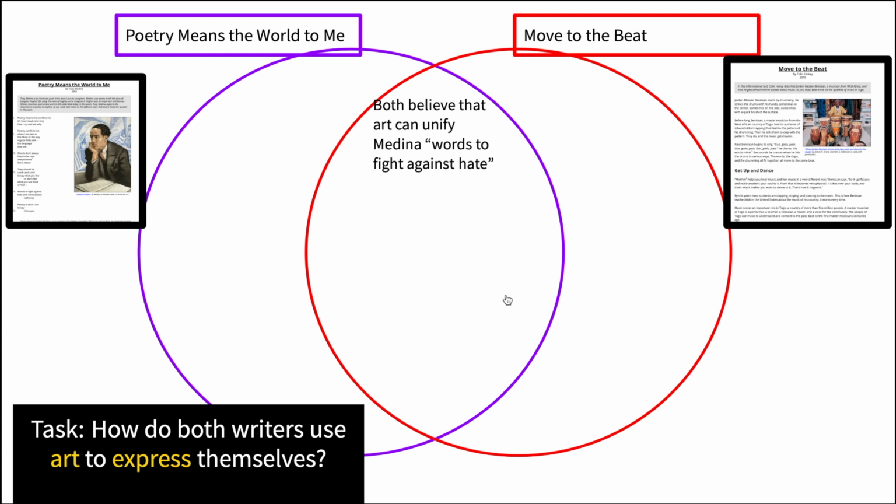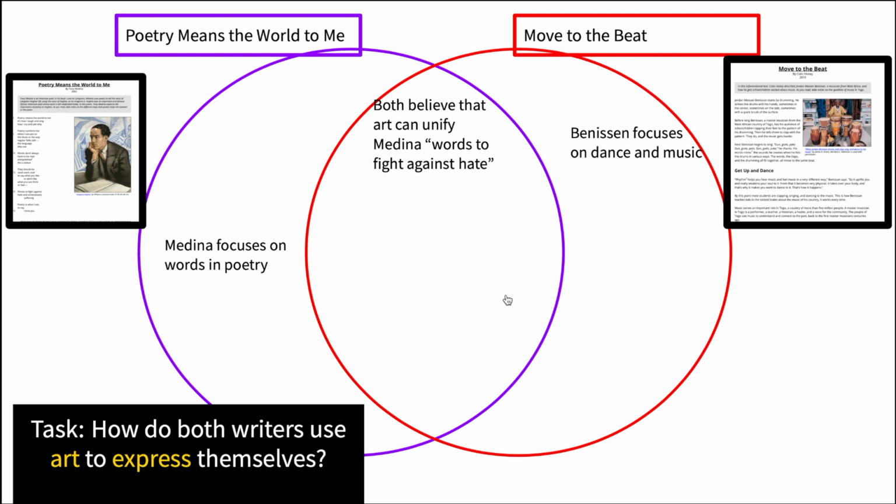So if you wanted to ramp up your Venn diagram, go back into both texts and pull out lines that support your answers. I didn't have as much space, so I couldn't write as many examples, but you could fill your jumbo Venn diagram up with as many examples as possible. Let's see if we can figure out a difference. Medina focuses on words and poetry, right? Whereas Benison, who is the one telling us about the history of music and the tango, he focuses more on dance and music. So they both use art, but they have different forms of art to express themselves.